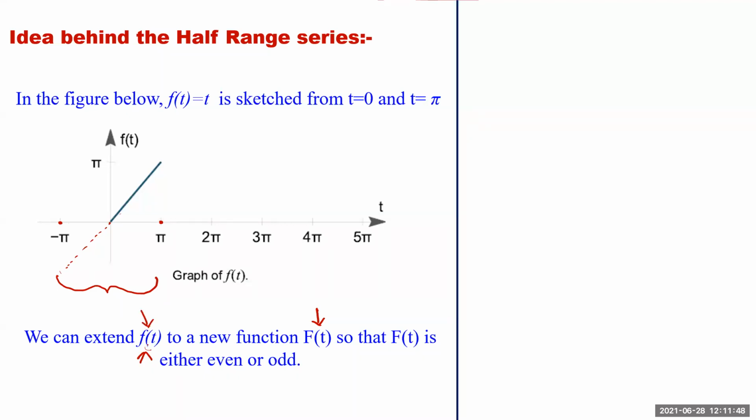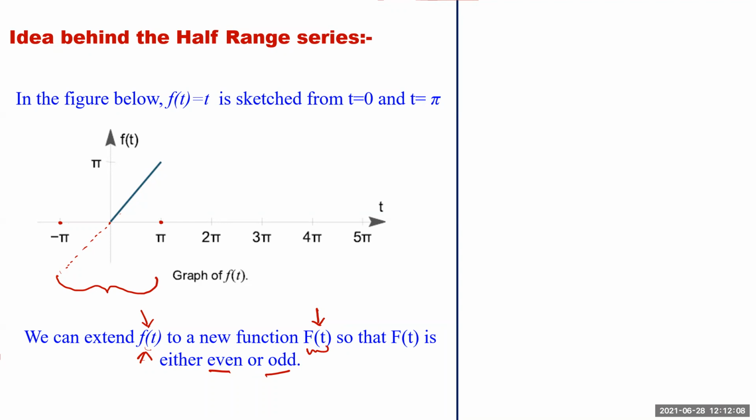So I'm extending this function small f of t to a new function, capital F of t, so that the new function is either even or odd. You can take either an even function or an odd function. Let us see then what happens when you take it as either even or odd. We have discussed it a few minutes ago in the previous slide.